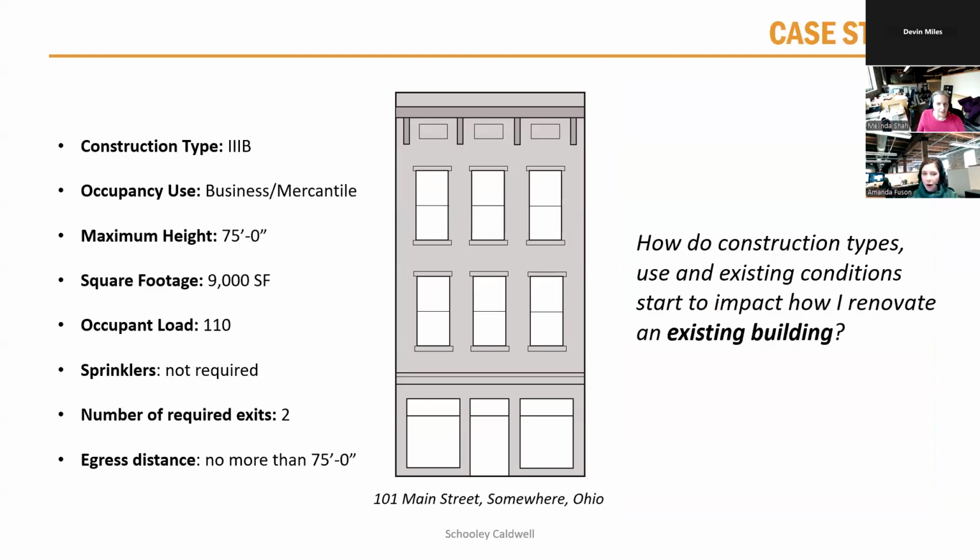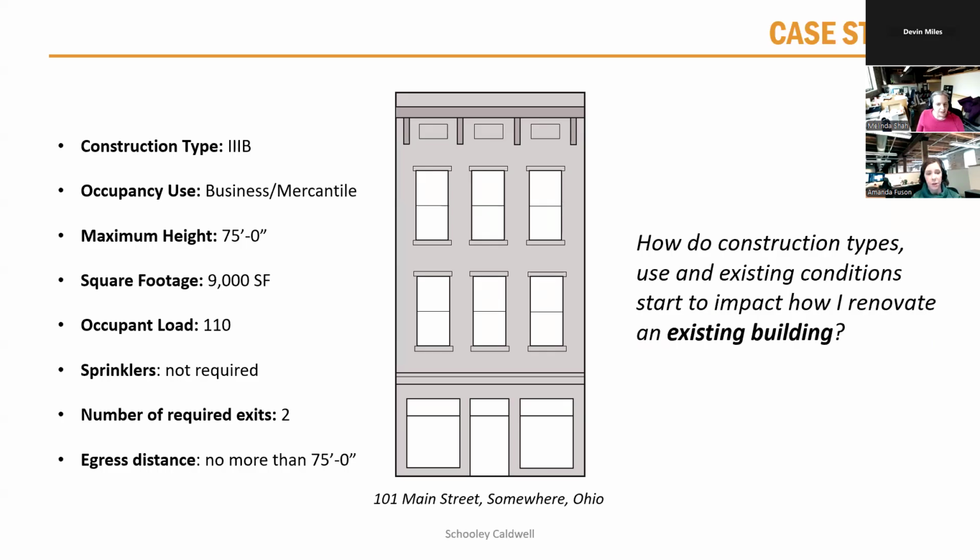So back to our case study building, located in Somewhere, Ohio, that is type 3B with a mixed business and mercantile use. You can already start to tell how the occupancy classification impacts how I can renovate my building. So for our example, it can't exceed 70 feet in height. So that's something to consider when you're thinking about additions.